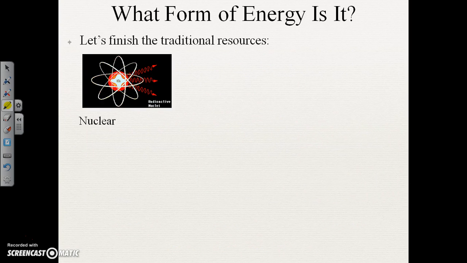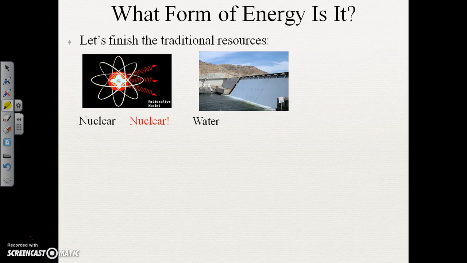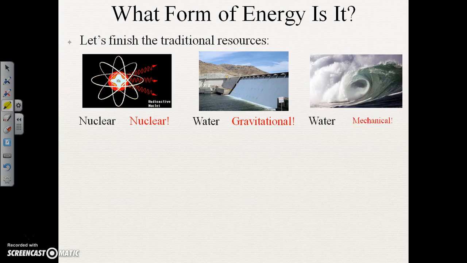The last of the traditional, we have nuclear. That one again is used for the protons and neutrons attraction inside the nucleus, so that is going to be nuclear energy. No shocker there. We have water. Water behind a dam is going to give us gravitational energy because the water above the dam up here is at a higher height off the surface of the earth as opposed to down here. Water will also give us motion energy or mechanical energy because it is continually moving. There are power plants specifically on the shoreline that use wave motion instead of just a big reservoir.